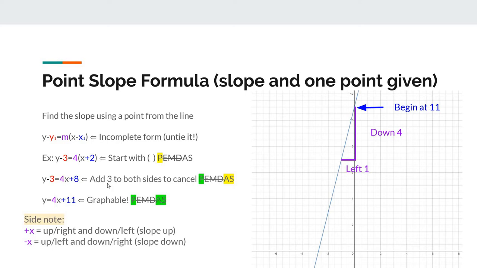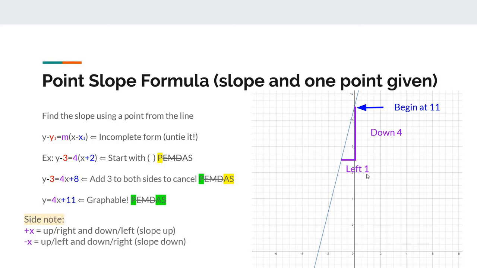And then we move on to the next step, which is adding 3 to both sides to cancel. This is a mixture of the addition and subtraction in PEMDAS. So just going to add 3 to both sides, canceling that 3, and then adding 3 to the 8 to give us the 11. So that'll give us y equals 4x plus 11. Now this is graphable. This is the slope-intercept form right here. So we've completed PEMDAS. We didn't touch the exponent, multiplication, or division.